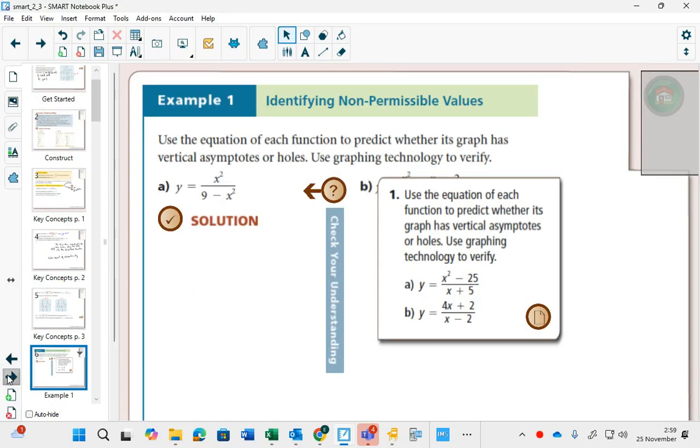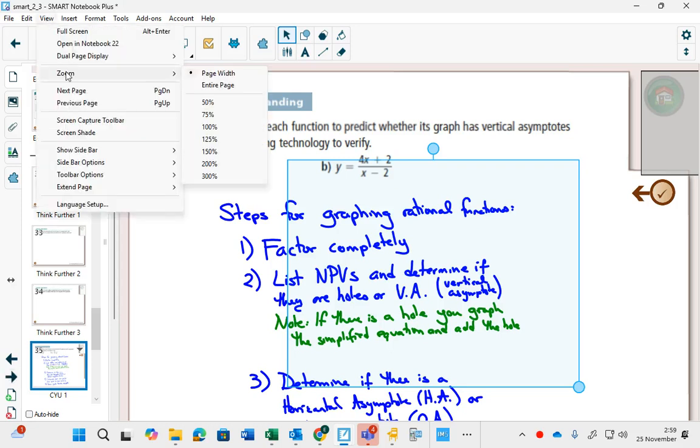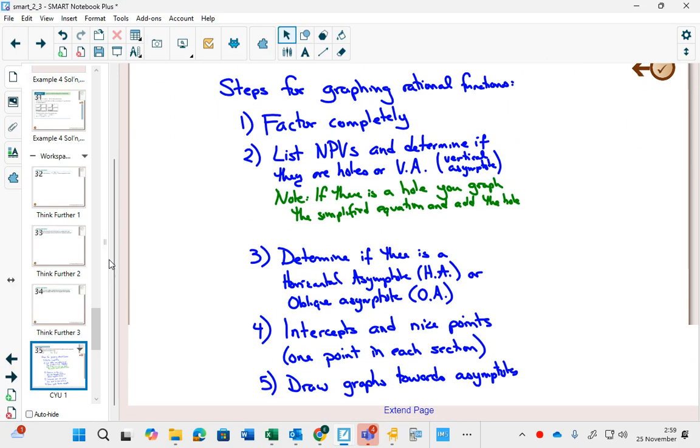Okay, so we'll go to our first example, and what I'm going to get you to do is write down these steps, and I'll zoom in here for you. There we go. These are the steps that we are going to use for every single graph that we do. We are always going to factor completely. Once you've factored completely, you're going to be able to look at your denominator and list all the non-permissible values. Non-permissible values are going to either be holes or vertical asymptotes. So then you're going to state what your holes are or what your vertical asymptotes are. If there is a hole, that's what the note says in green, you graph the new simplified equation and just add the hole to your graph.